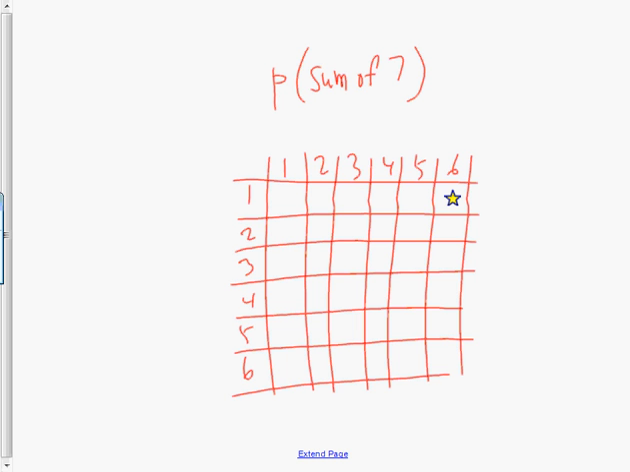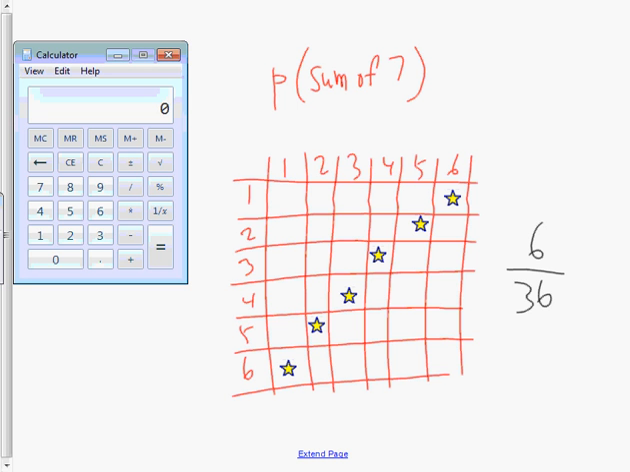So a 1 and a 6 would be 7, a 2 and a 5, a 3 and a 4, a 4 and a 3, a 5 and a 2, and a 6 and a 1. Those would all be combinations of the dice that would leave you with a 7 sum. So that means out of the 36 possible outcomes, 6 of them are 7. If I take my 6 divided by 36 and change that into a decimal, I would get 0.16 repeating, which is approximately 16.7%. Or if you wanted to round it to the nearest percent, 17%.